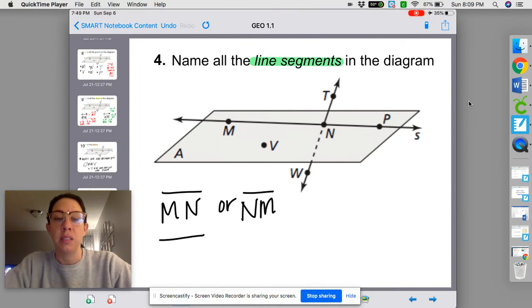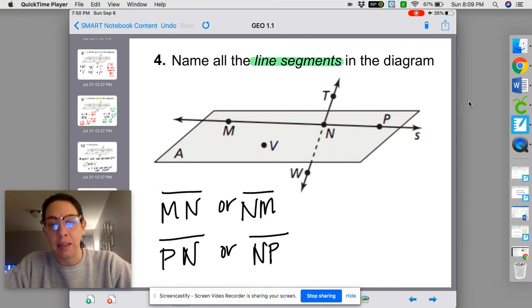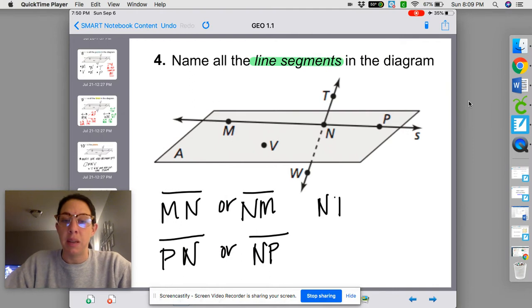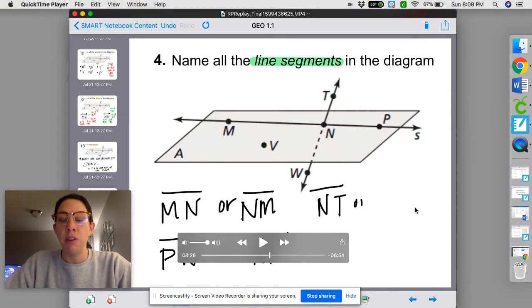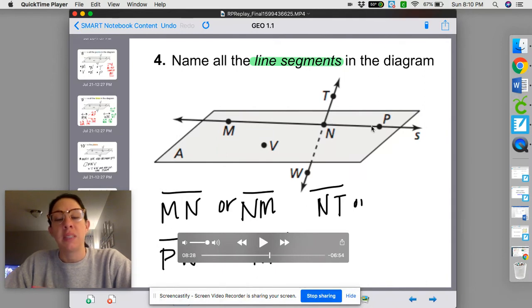And notice segment MN means the same thing as segment NM. Or if I talked about segment PN, it's the same as segment NP. Now notice, if I look at the segment MN versus the segment MP, those are two different segments because MN is this portion right here, where MP would be this whole portion. So MP would be a significantly longer segment than segment MN.